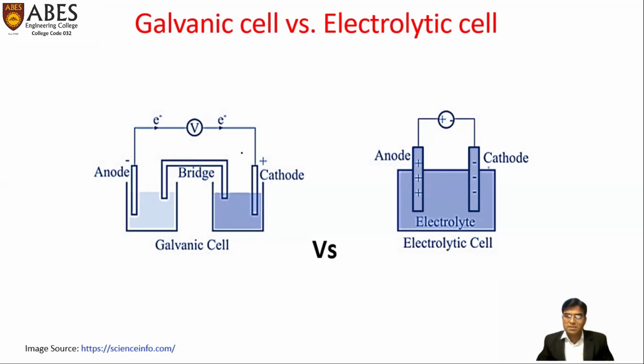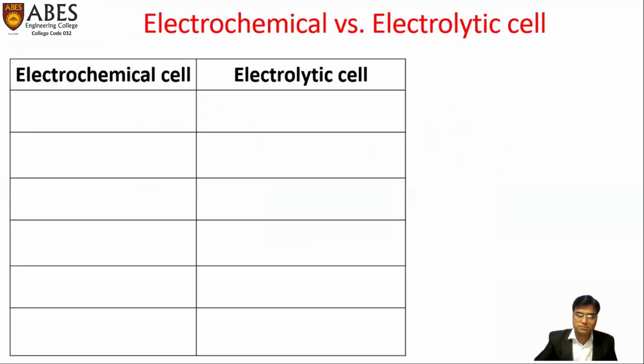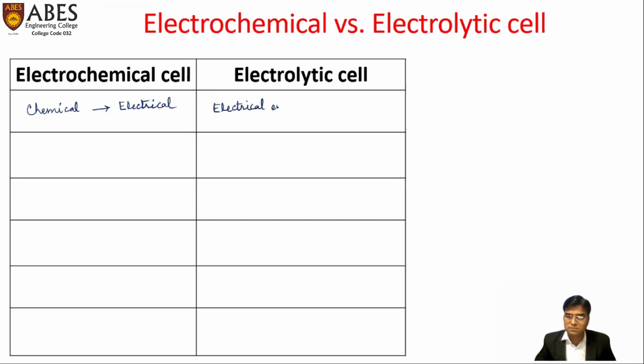Now we will summarize the differences between the galvanic cell and the electrolytic cell. Electrochemical cell and electrolytic cell. And now we will find out the differences. As we have already discussed, the electrochemical cell converts chemical energy into electrical energy. On the other hand, in the electrolytic cell, there is conversion of electrical energy into chemical energy.